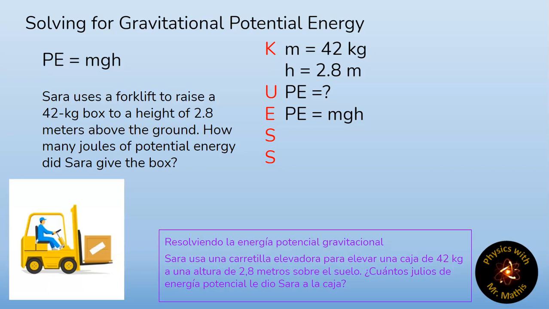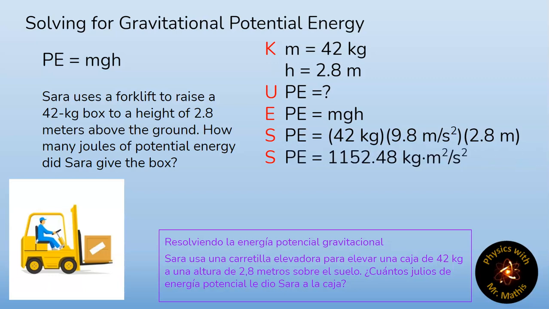And we know the equation, PE equals m g h. Substituting our knowns and our constant, we get PE equals 42 kilograms times 9.8 meters per second squared times 2.8 meters. Multiplying all of those together with our calculator, we get potential energy equals 1,152.48 kilogram meters squared per second squared. Remember that that unit is equal to a joule. So our answer is 1,152.48 joules.